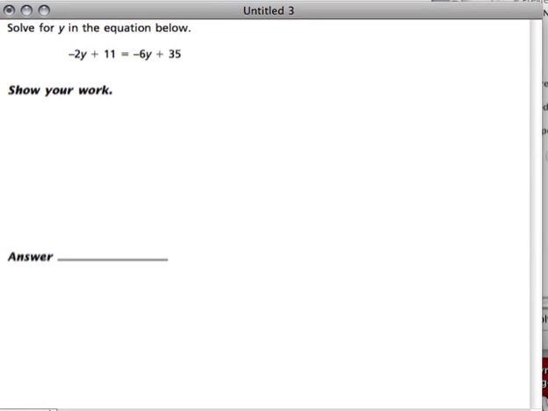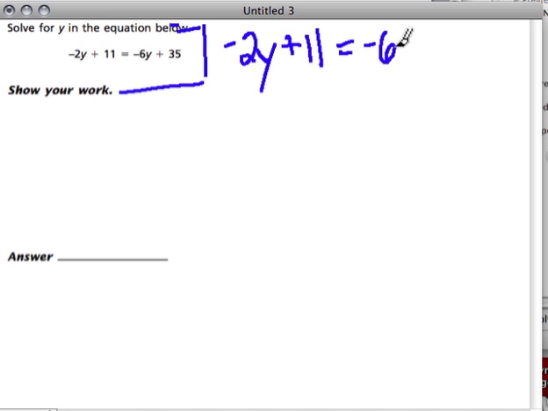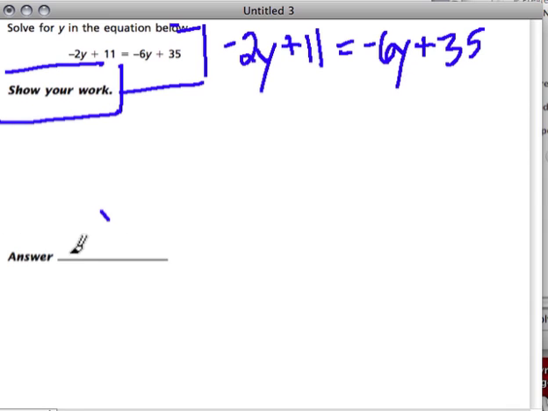To solve for y in the equation below, I'm going to rewrite it over here, nice and large. Negative 2y plus 11 equals negative 6y plus 35. And they want us to show our work and then write our answer down here. So what value do we plug in for y so that this equation is equal, so that both sides are balanced? What will work?